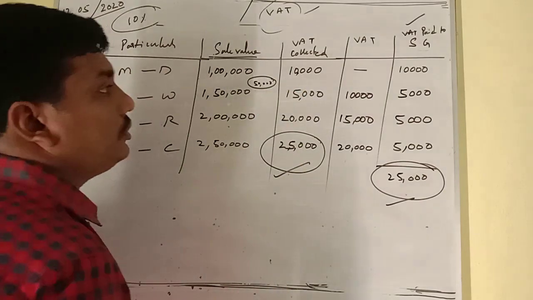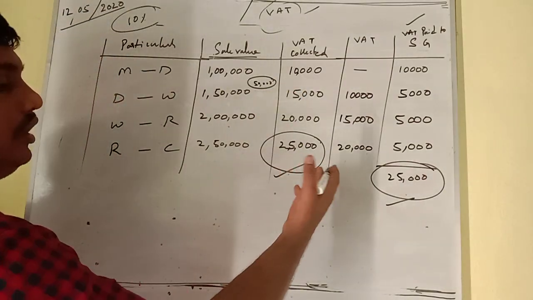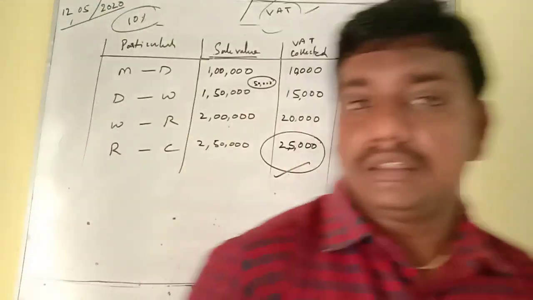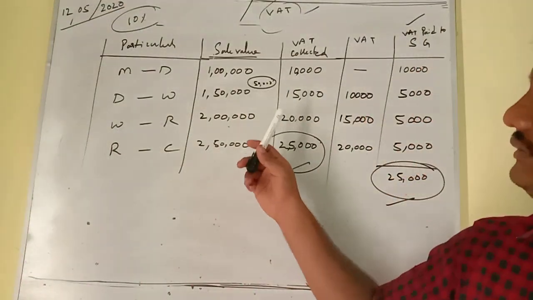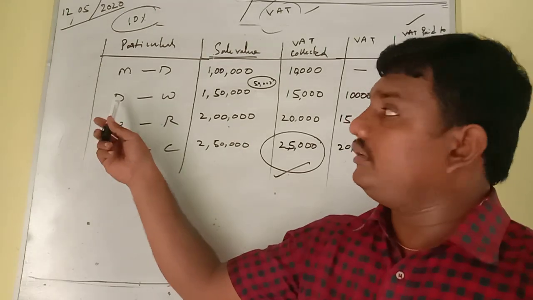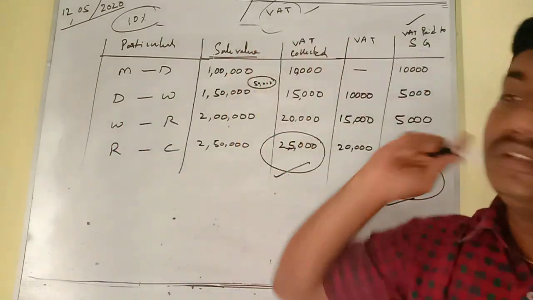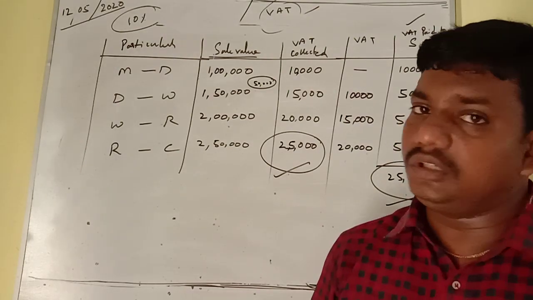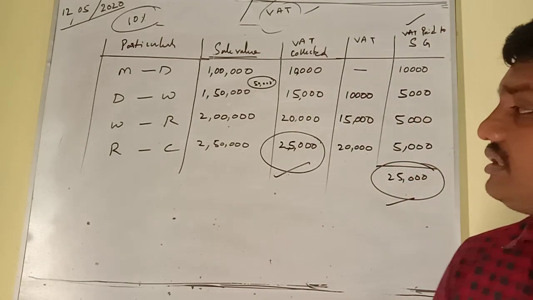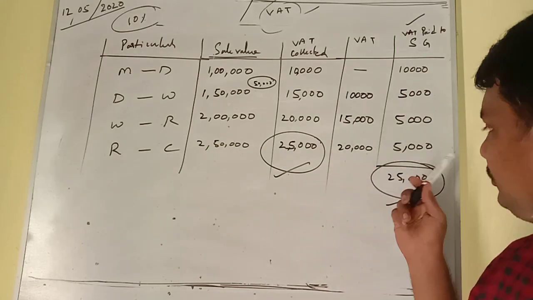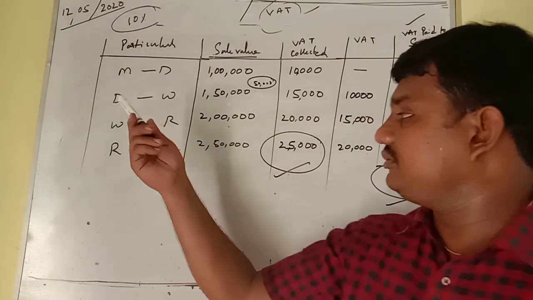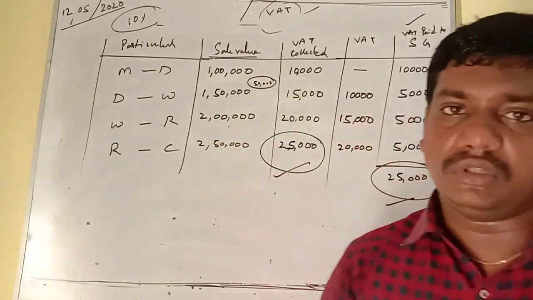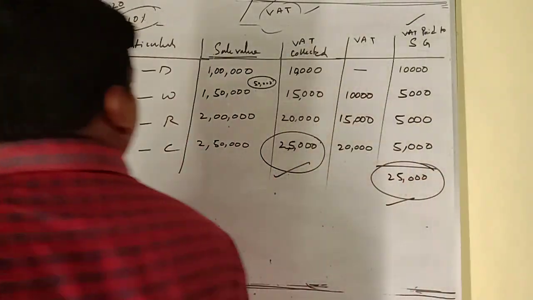Now we are going to look at some questions on this. How much tax will the distributor pay to the state government? Only 5,000 rupees. How much tax will the retailer pay? Only 5,000 rupees. How much tax will the consumer pay? 25,000 rupees.